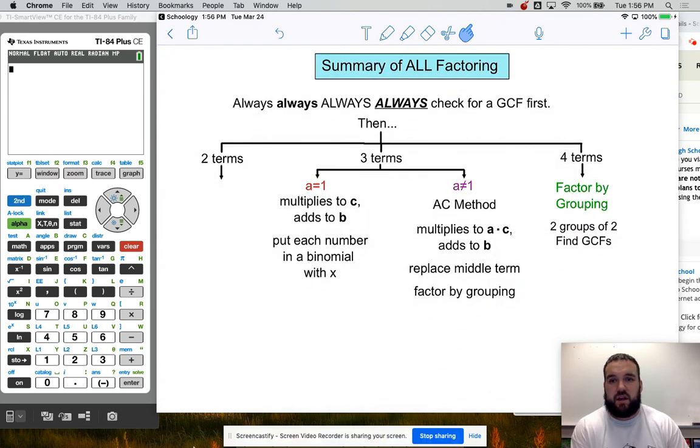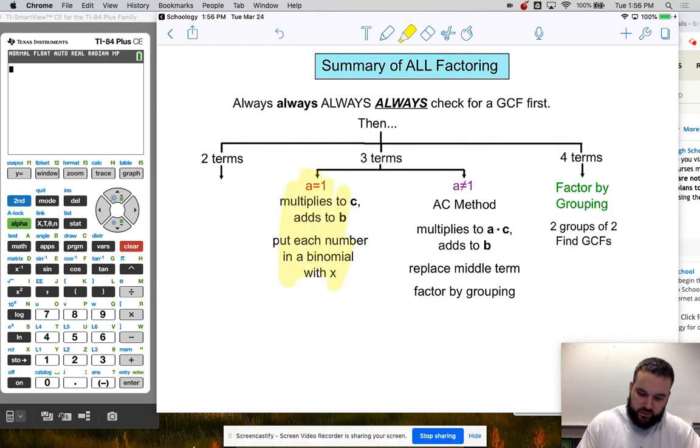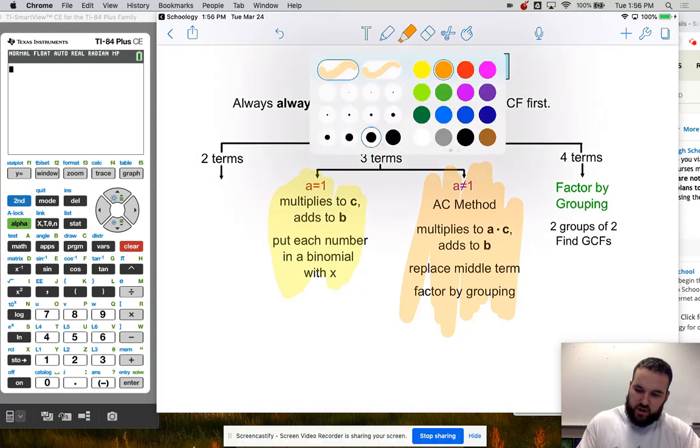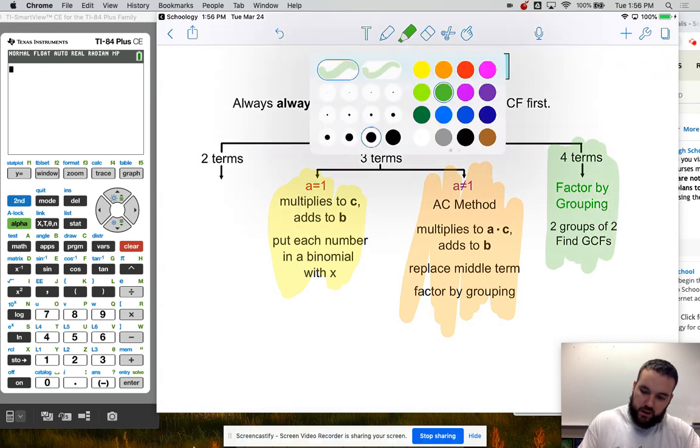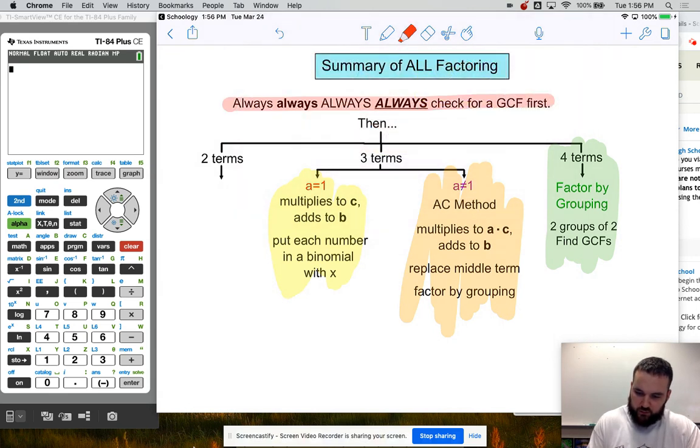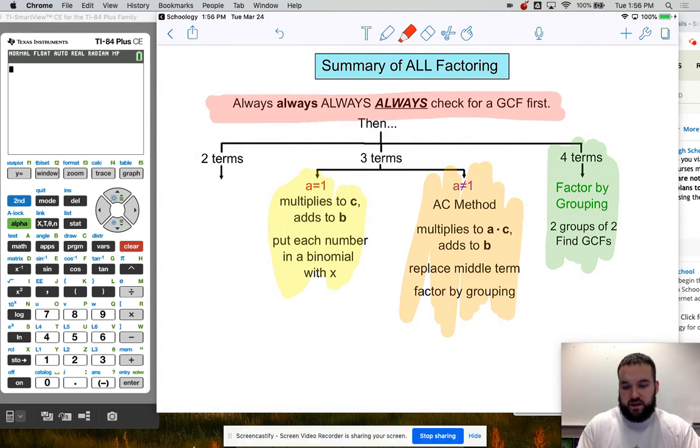This is kind of just a graphic organizer of all the different factoring we've done so far. So what we just covered was 3 terms when a is equal to 1, and 3 terms if a is not equal to 1. This is that AC method we talked about. And then from section 8.8, which we already covered, if there are 4 terms, then you're going to automatically jump to factoring by grouping. But notice at the very top of this is the number 1 rule of factoring. You have to check: is there a GCF first? Not only will it make your answer simpler, it will make your life easier when it comes to finding factors.